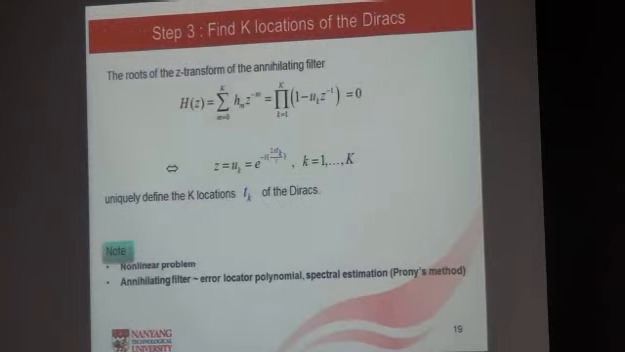So finally, step 3, we want to find the K locations of the Diracs. If we have those filter coefficients, what do we need to do? We simply find the roots of the z-transform of the annihilating filter. The roots of the z-transform are going to give you u_k, and u_k gives you the t_k's. So from the roots, you can find the K locations of the Diracs.